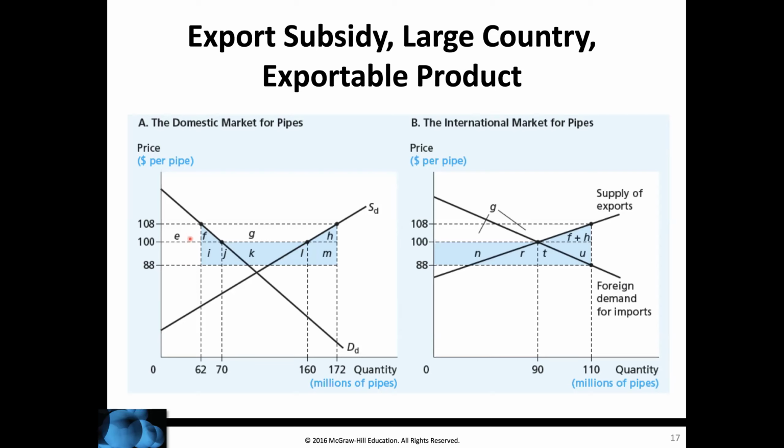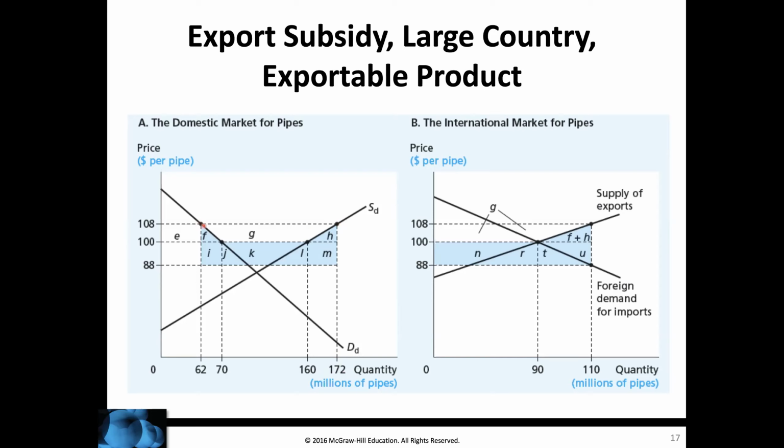When they go out to the foreign markets, they'll flood the markets with more product, which will drive down the world price. So instead of the world price being at 100, it'll drop to 88. And so the subsidy of $20 will bring the domestic price up to $108. Okay, so the producers will produce at this level, 108, which means they're going to produce 172 million pipe.